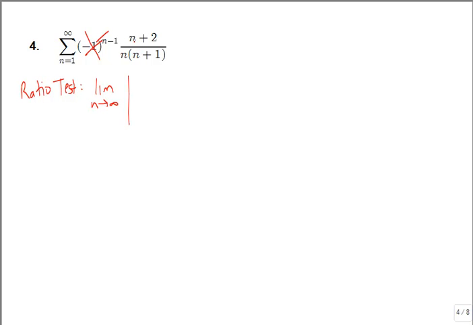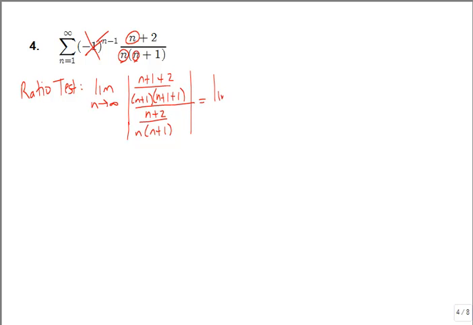So we're going to plug in n plus 1 here, here, and here. So this is going to be n plus 1 plus 2, and n plus 1 for that n, and then this n becomes an n plus 1 plus 1. And then we're dividing that by this original formula. So n plus 2 over n times n plus 1.